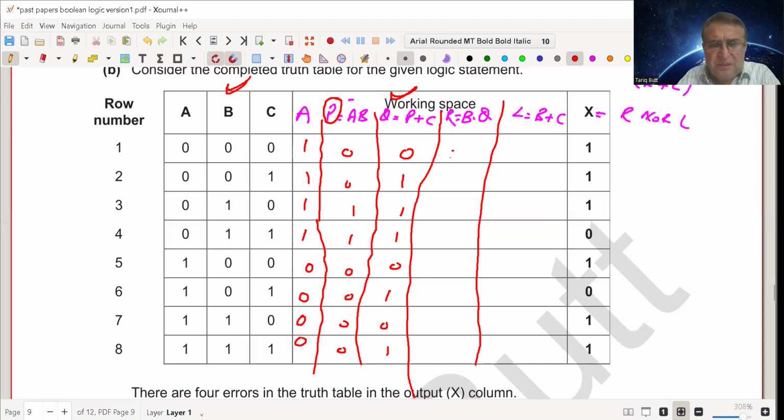So 0 AND with 0 is 0. 0 into something 0. 1 into 1 is 1. 1 into 1 is 1. Then 0 into something is 0. Then 0 into something is 0. Then 1 into 0 is 0. And 1 into 1 is 1. This 1 into 1 is 1. Next is what? L, that is B or C.